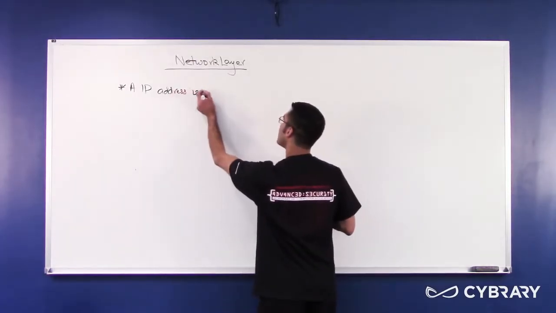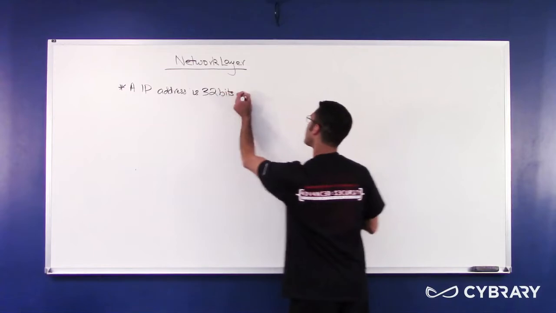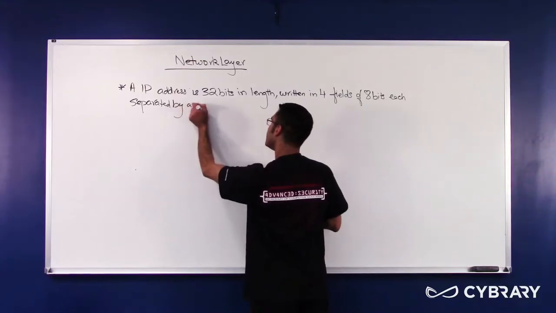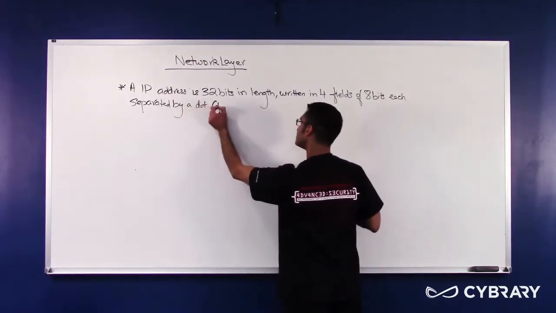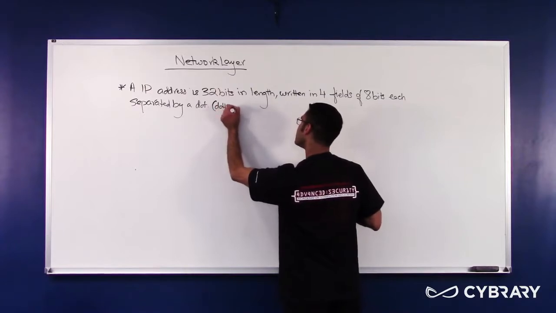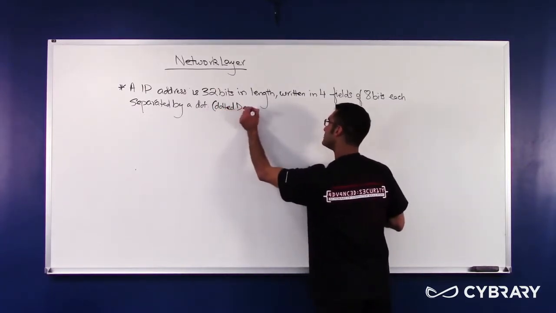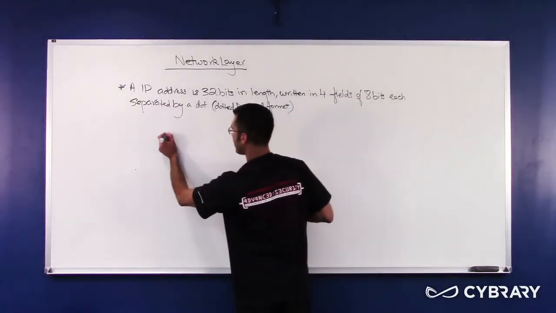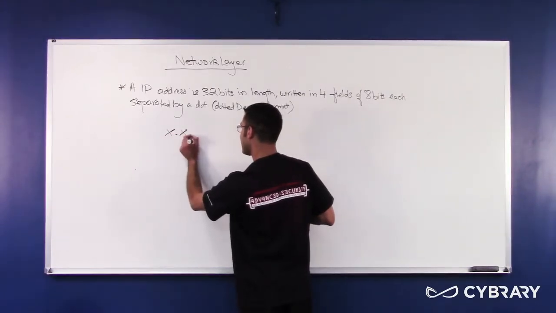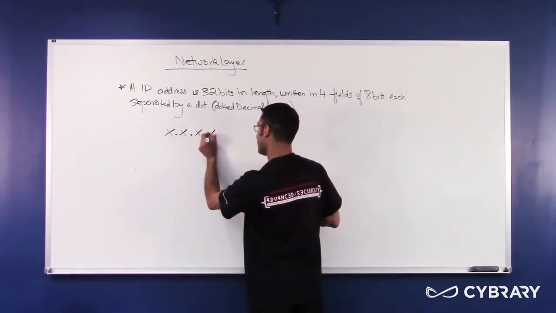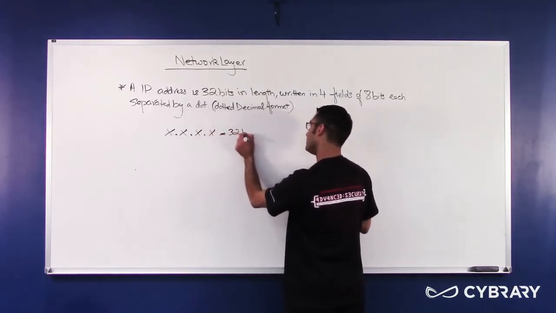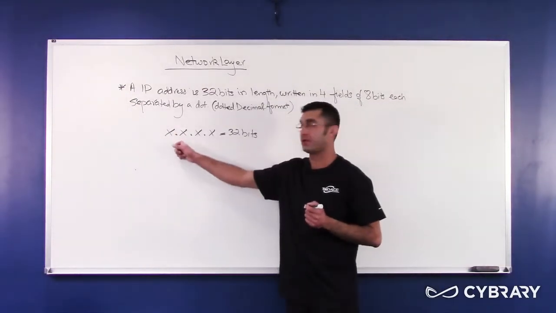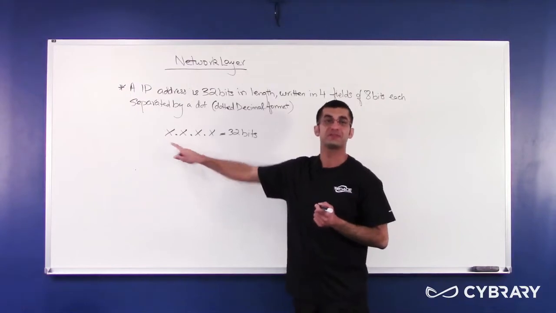An IP address is 32 bits in length, and it's written in 4 fields of 8 bits each, separated by a dot. This is called the dotted decimal format. So 4 fields of 8 bits each. Let's find out what it looks like. So x dot x dot x dot x equals 32 bits. Now x is a number. X is a variable. I put x instead of putting a number. We'll discuss what goes in the place of x in a second.